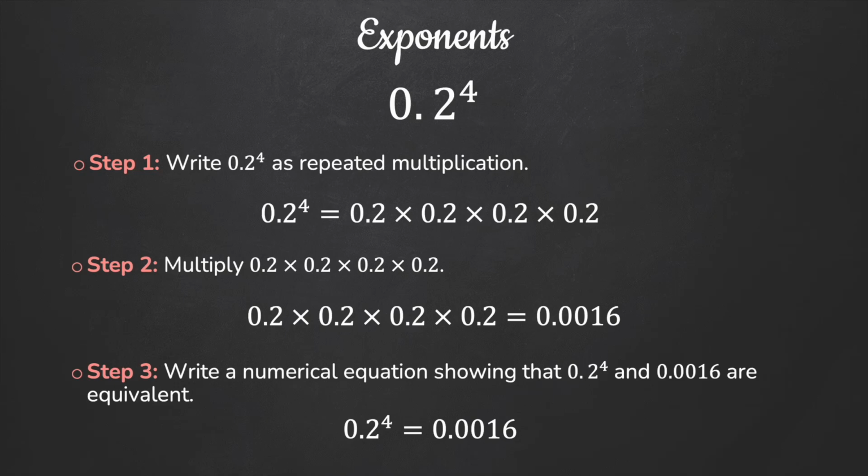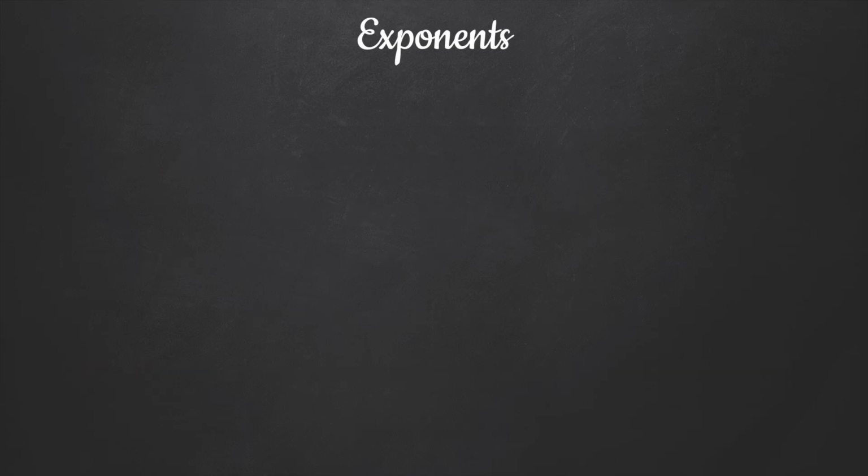For step 2, we're going to go ahead and multiply 2/10 times 2/10 times 2/10 times 2/10, and we get 16/10,000ths. So our final step is to write a numerical equation showing that 2/10 to the power of 4 and 16/10,000ths are equivalent. So 2/10 to the power of 4 is equal to 16/10,000ths.